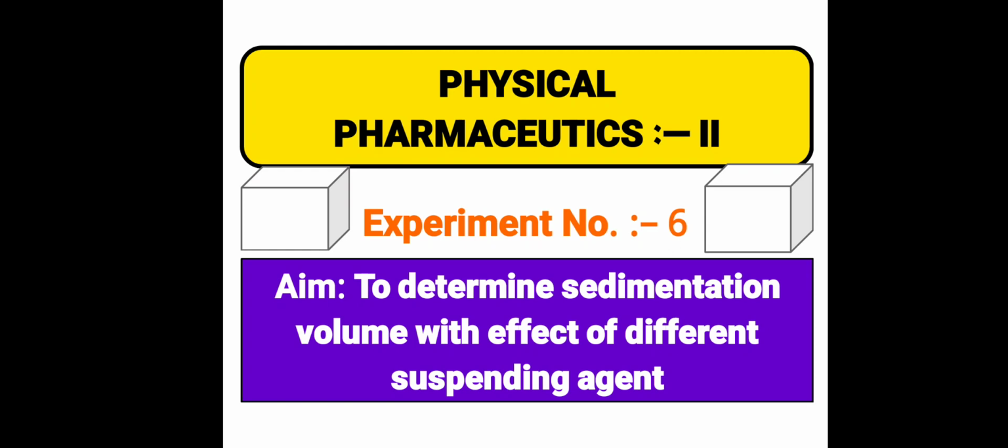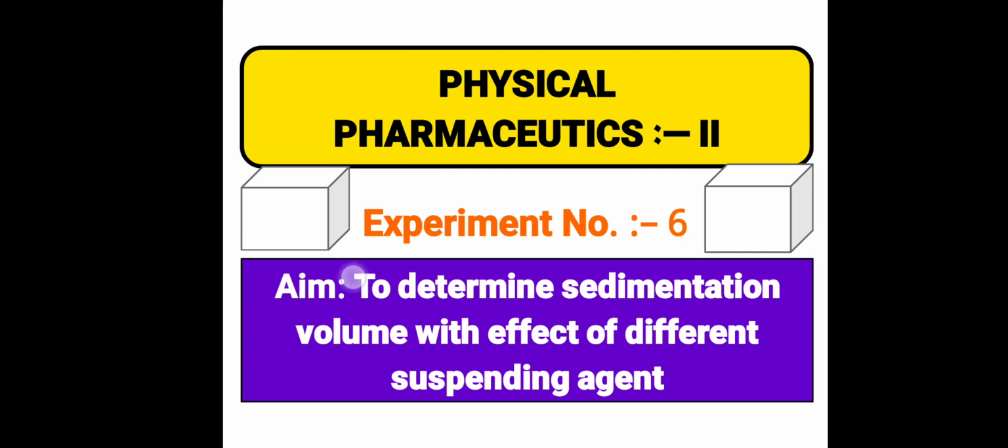Welcome to Physical Pharmaceutics Practicals, experiment number 6. The aim of our practical is to determine the sedimentation volume with the effect of different suspending agents. Suspending agents prevent the sedimentation of particles.